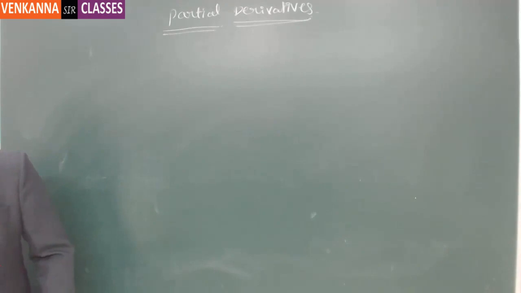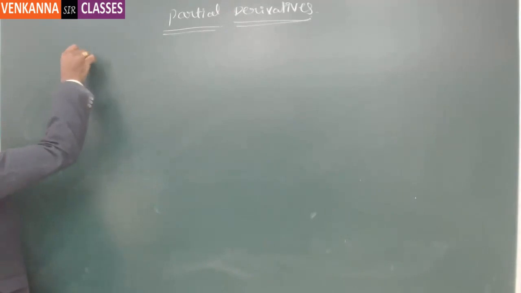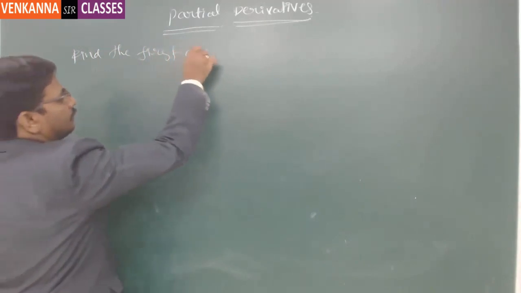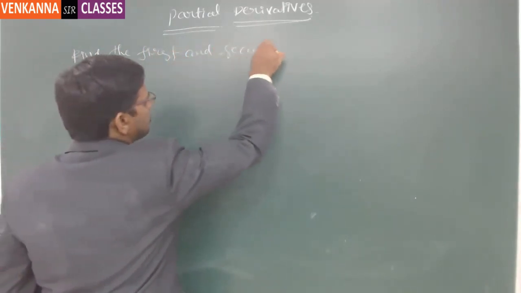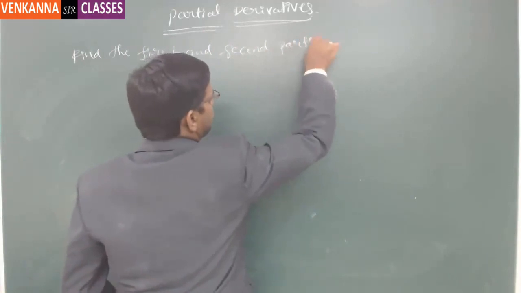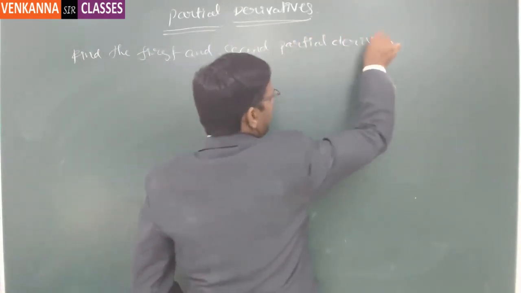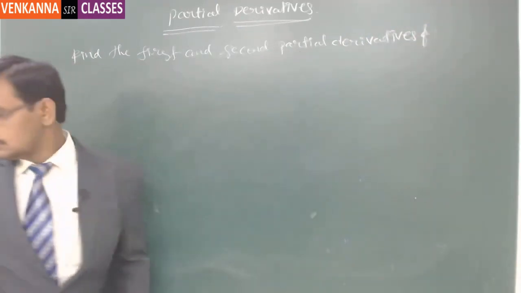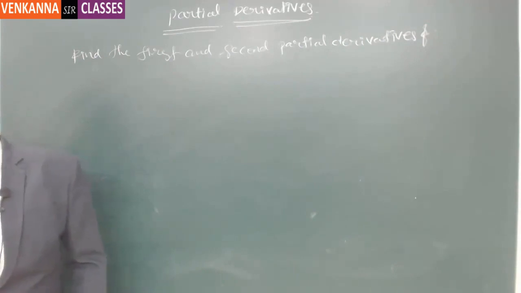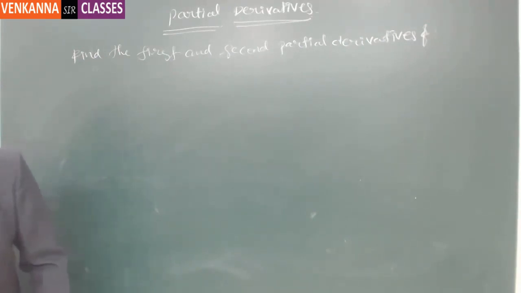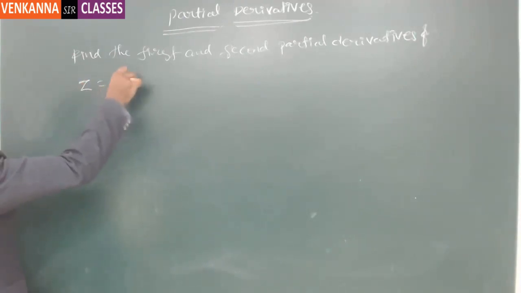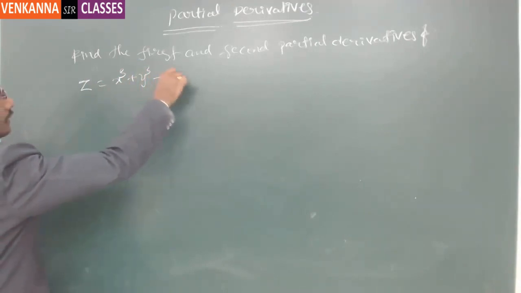I'll give you a simpler one first. Find the first and second partial derivatives of z is equal to x cube plus y cube minus 3axy.